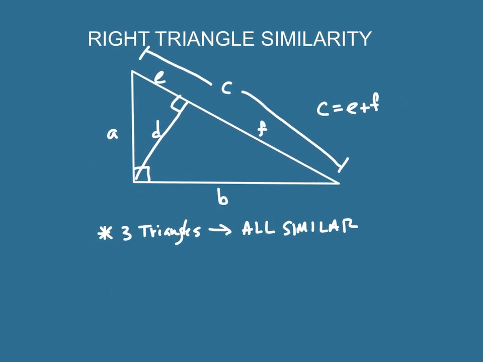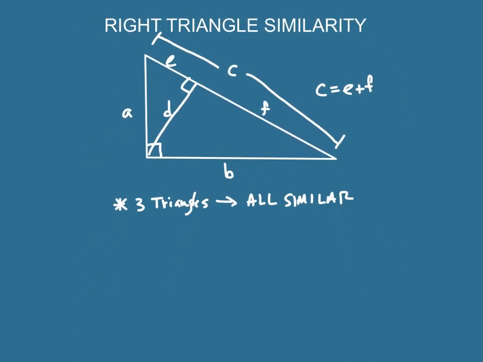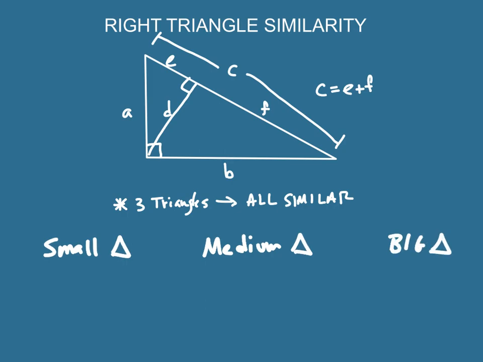Now, what I'm going to do is write out the phrase small triangle, medium triangle, and then the big triangle, all right? So you have this small one here, you have this medium-sized one here, and then you have the big one here, okay? And so in this, I just want to write out the Pythagorean theorem for each of these. So you have E squared plus D squared is equal to A squared.